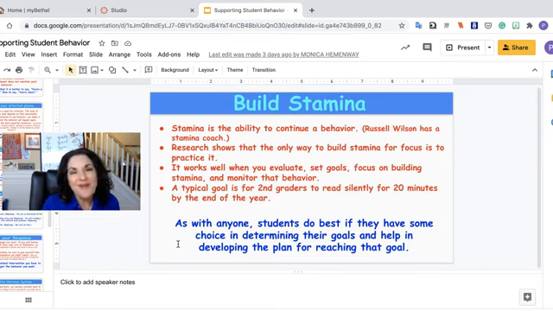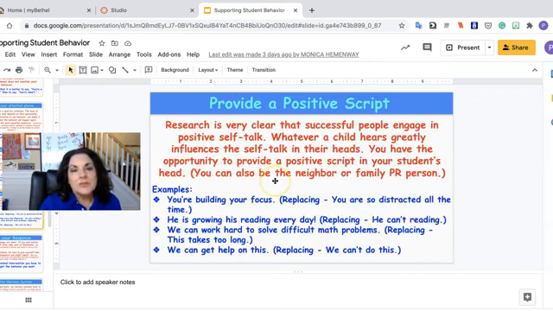If you can have kids involved in making the plan to build their stamina and becoming aware of their own behavior, that, of course, is most powerful. So research is very clear that positive people have a constant dialogue of self-talk. We have to be the positive voice in our child's head, so we can provide a positive script for our children. So instead of things like, you're so distracted, you have to move all the time, we can say things like, we're building our focus, we're growing our reading. So we can be that positive voice in our child's head.